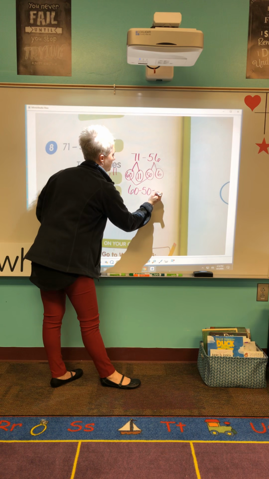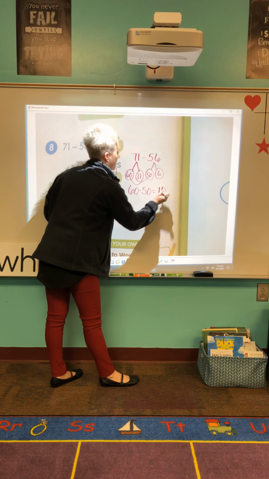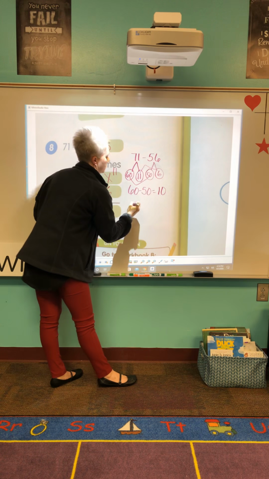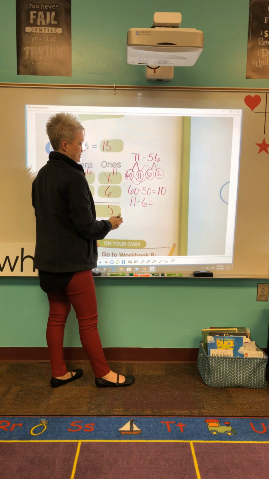60 take away 50 is, yell it out, 10, good job. Now my ones, subtract 11, take away 6. What is 11 minus 6? 5.